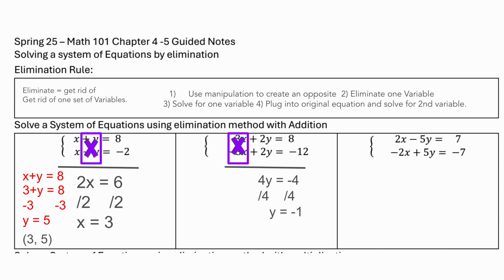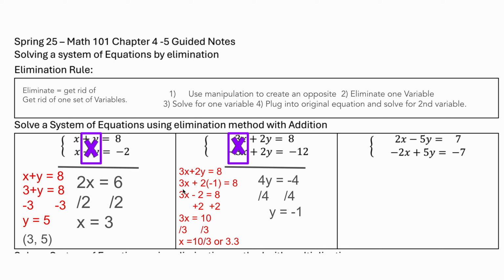Then I'm going to do step 4 and plug y equals negative 1 back into either equation, top or bottom. I'm going to use the top, and plug negative 1 right into that y. So I'll get 3x plus 2 times negative 1 equals 8. 2 times negative 1 equals negative 2.